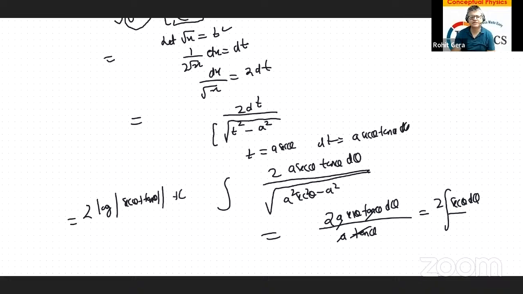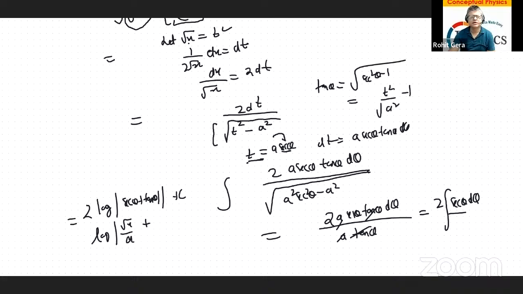we already know what is secant theta, equal to t by a, and t is under root x. So this becomes log of under root x by a, right? And secant theta is known, so you can find tan theta. So tan theta is equal to under root of secant square theta minus 1, which is t square by a square minus 1, and t is under root x, so tan theta is also found. So under root of x upon a square minus 1. Answer.